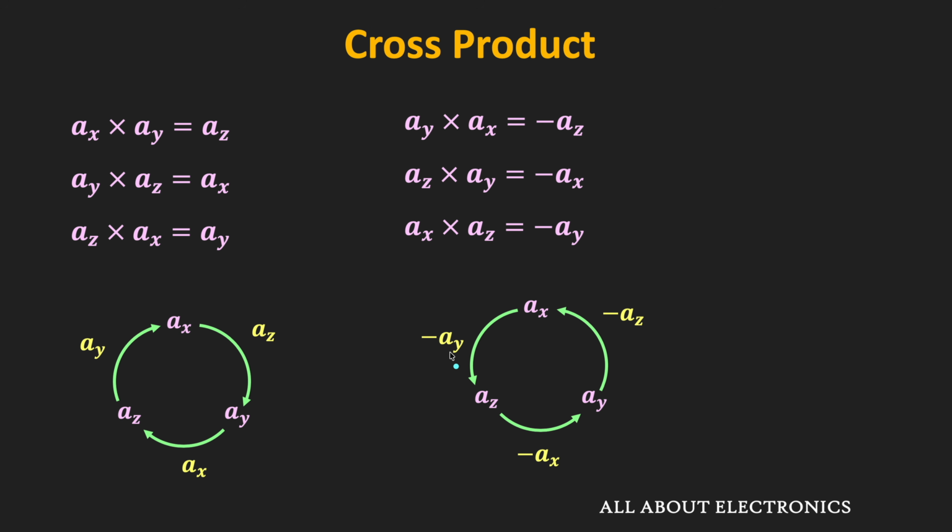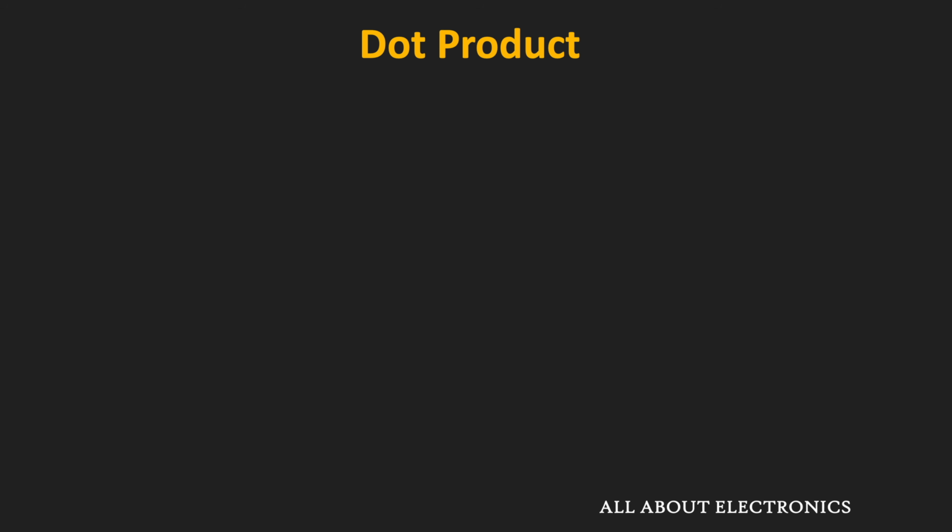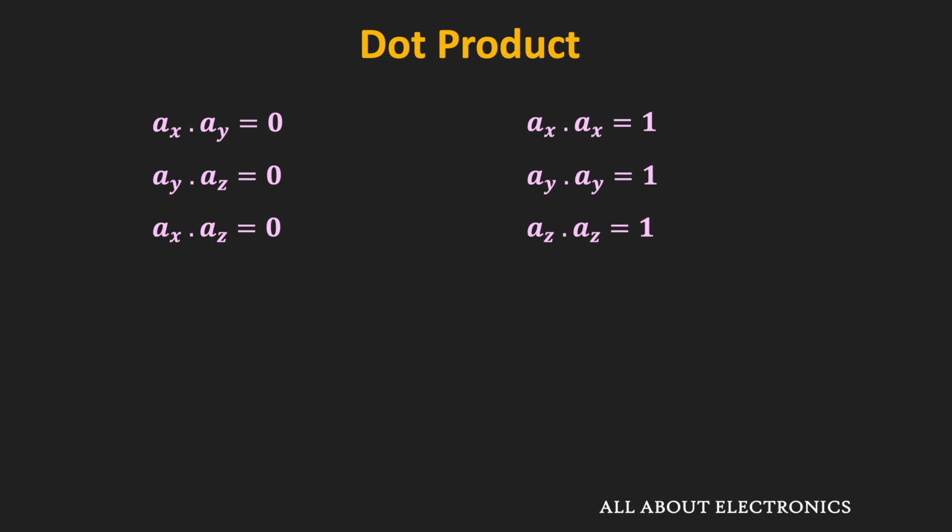So that is the property of the cross product. On the other hand, if you see the dot product, then the dot product of two perpendicular vectors will be equal to 0, because in that case, there will not be any projection in the other direction. But if we take the dot product of the unit vector with itself, then the result will be equal to 1.